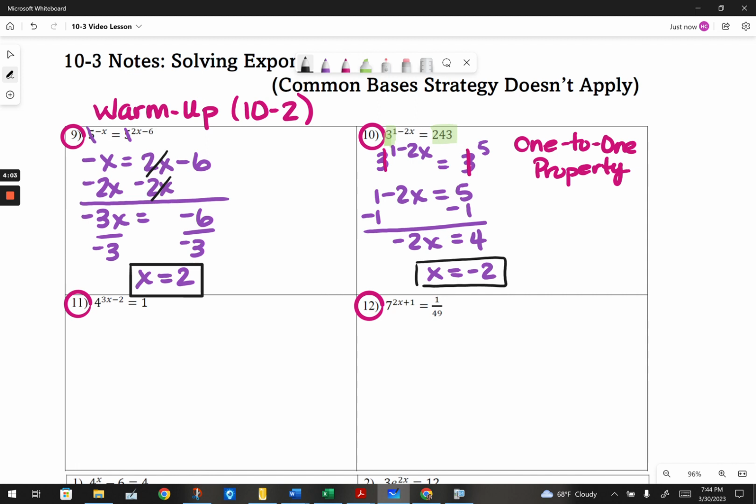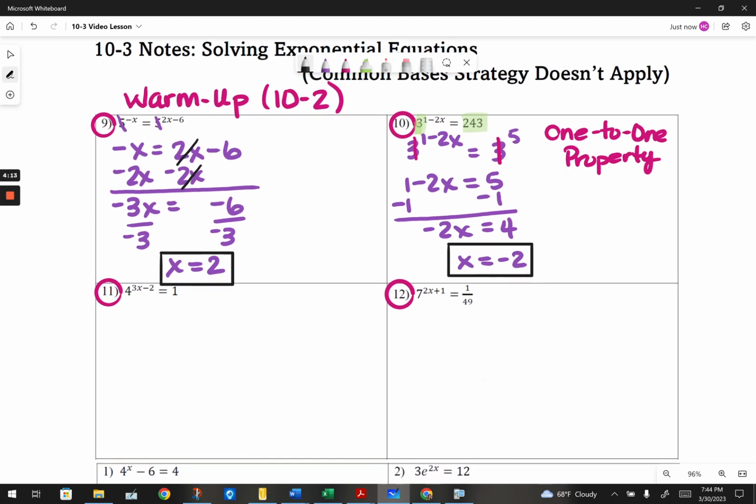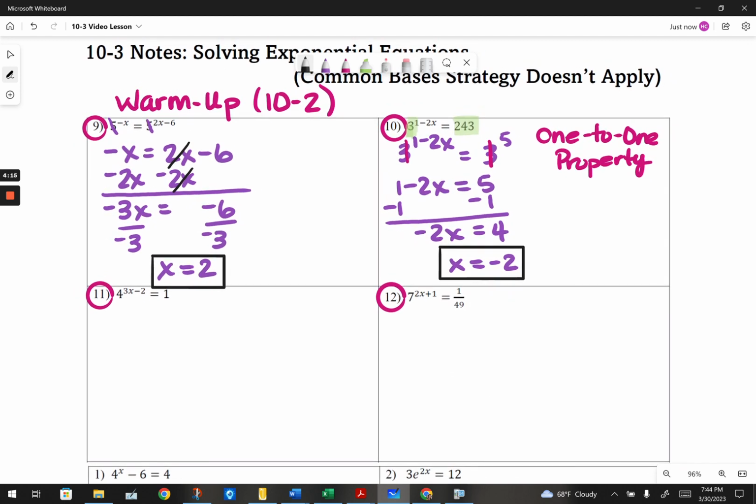All right, so hopefully so far things are going well with this section in 10.2 so that you are able to handle what's coming your way in this next section. Next here, let's jump to number 11, that's fine. So 4 to the 3x minus 2 equals 1.